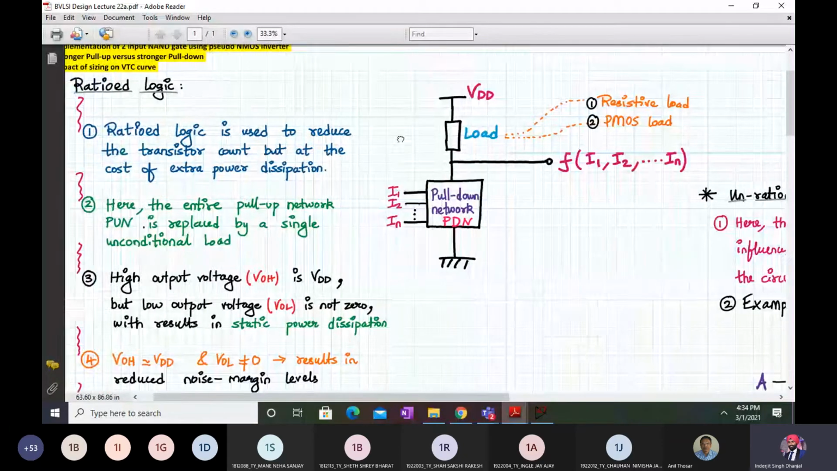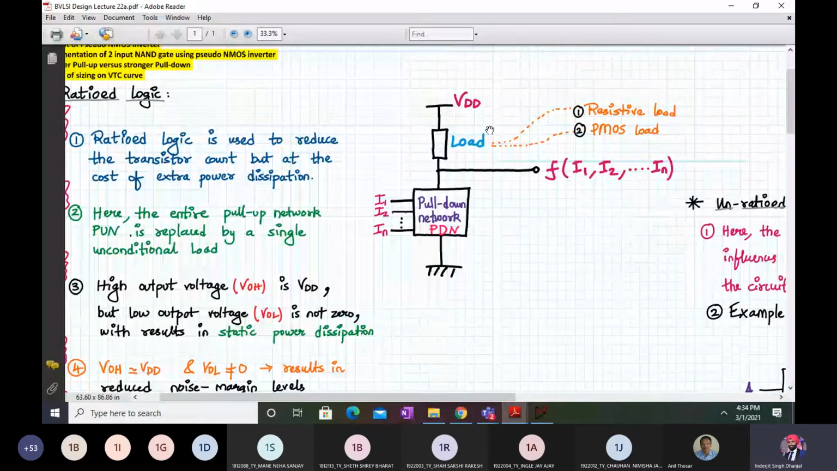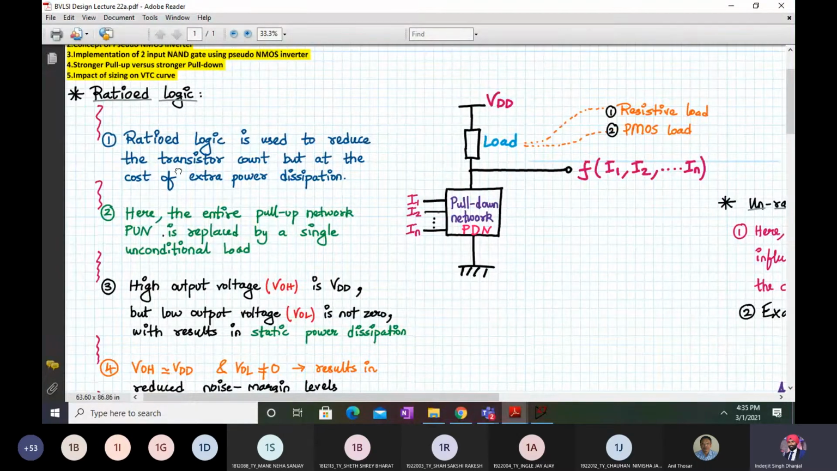Now, to the contrary, ratioed logics are dependent upon the sizing of the transistors. The very first feature is that they are used to reduce the transistor count. If you build the same logic using static CMOS, you will require additional transistors, depending upon the complexity of the circuit. Basically, the pull-up network will only consist of a single device or load, which is a resistive load or a PMOS load. It reduces the transistor count, but at the cost of extra power dissipation.